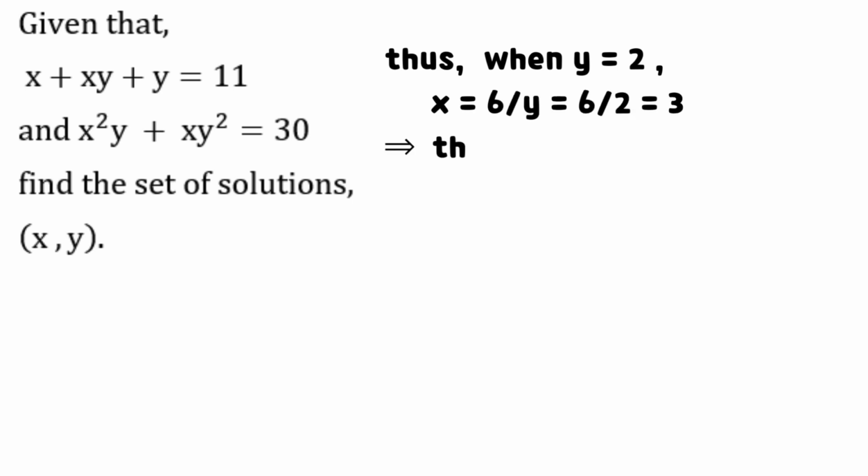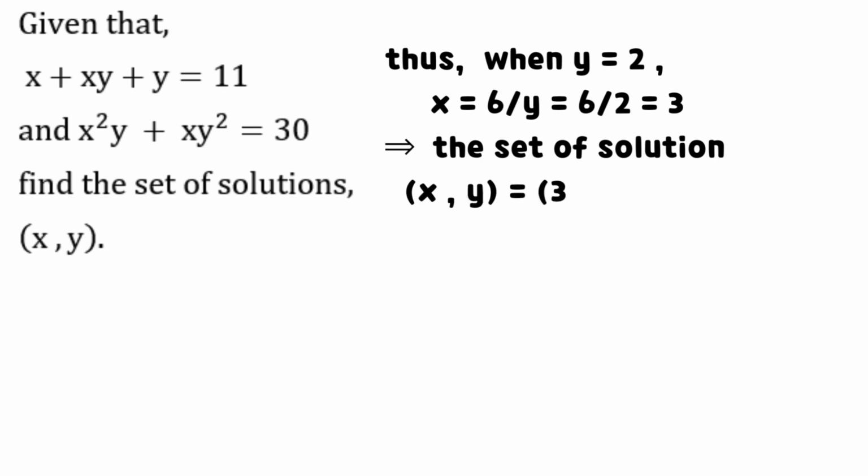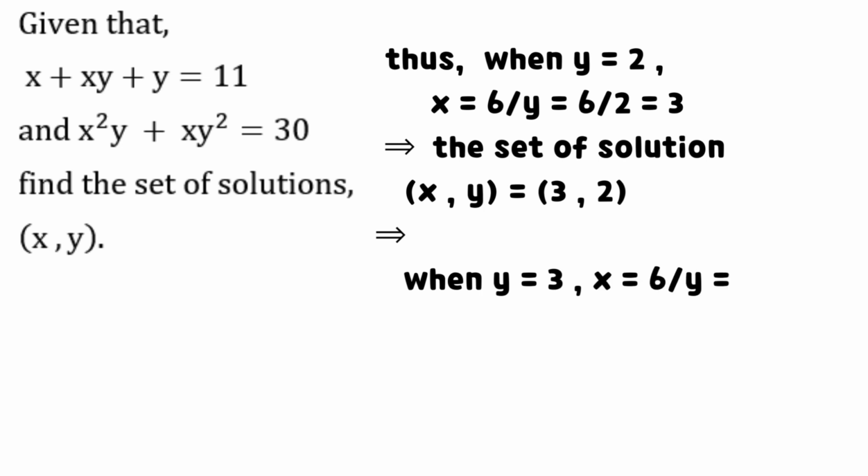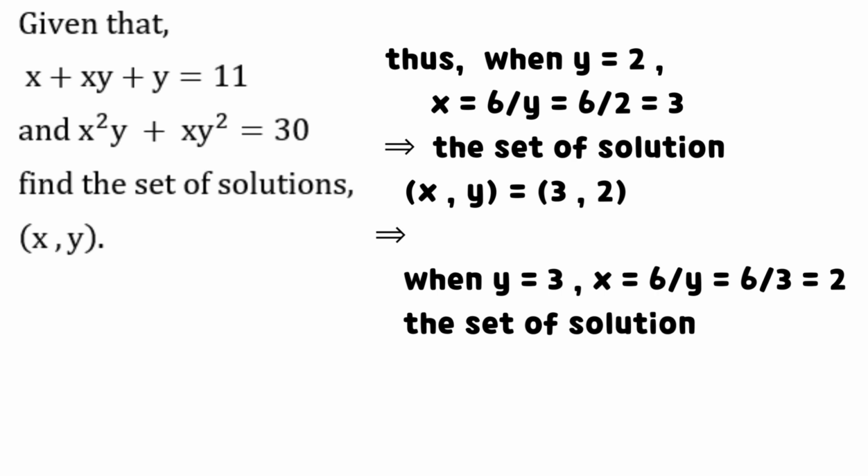Thus, when y equals 2, x equals 6 divided by y, which equals 3. It implies that the set of solution x and y equals 3 and 2. It implies that when y equals 3, x equals 6 divided by y, which equals 2. The set of solution x and y equals 2 and 3.